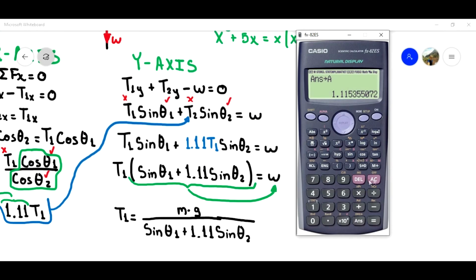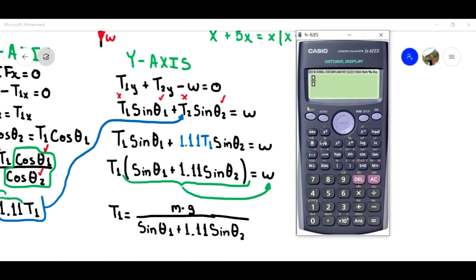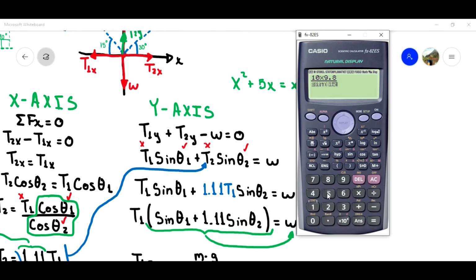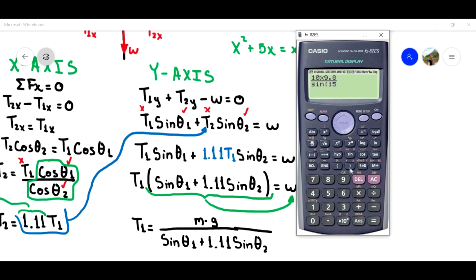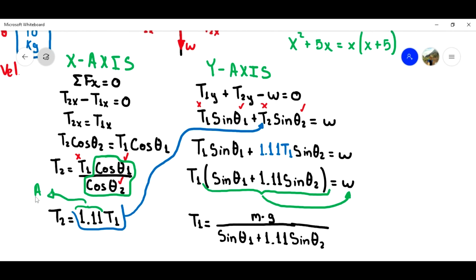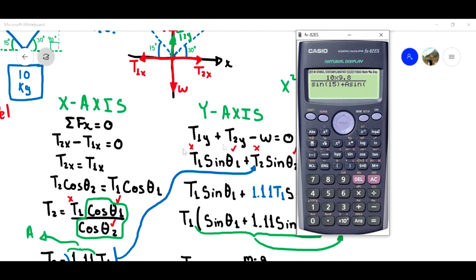So let's get the calculator. Okay, so fraction, mass times gravity. How much is the mass? The mass is 10 kilograms. So 10 times 9.8 over the sine of the angle 1. How much is the angle 1? It's 15. Parentheses plus 1.11, and 1.11 is a number that I already saved in my memory A of my calculator. So alpha A times the sine of the angle 2, and the angle 2 is 30 degrees. Parentheses. Okay, so I press equal.